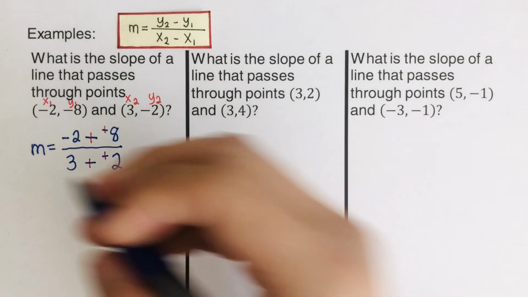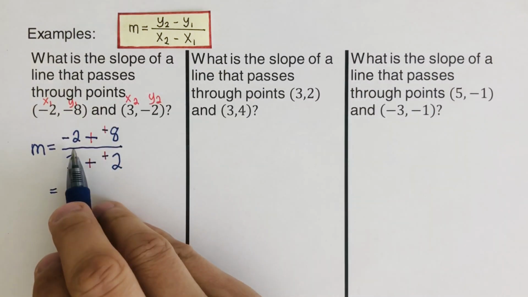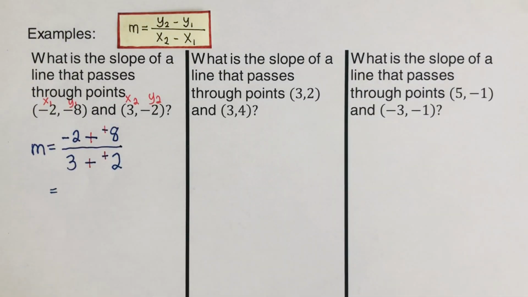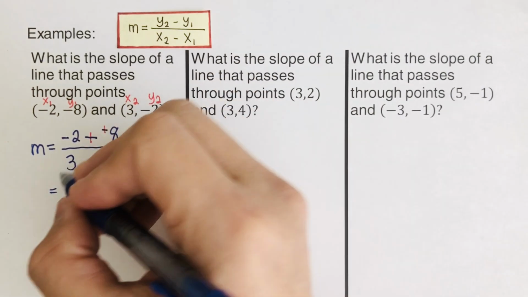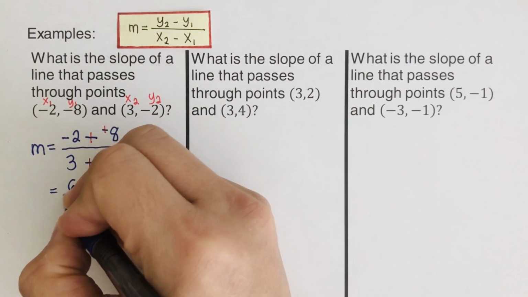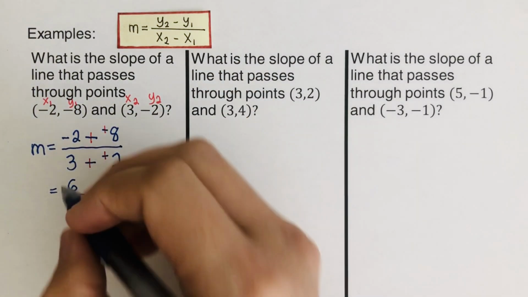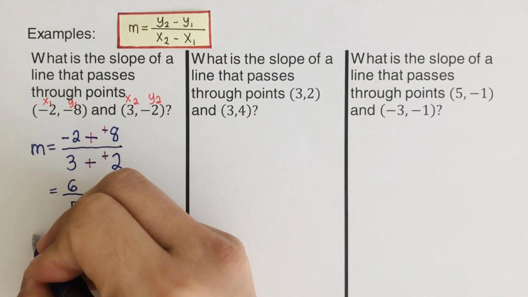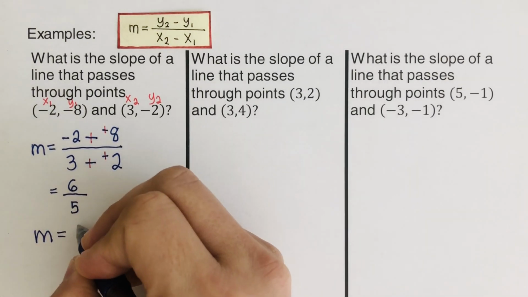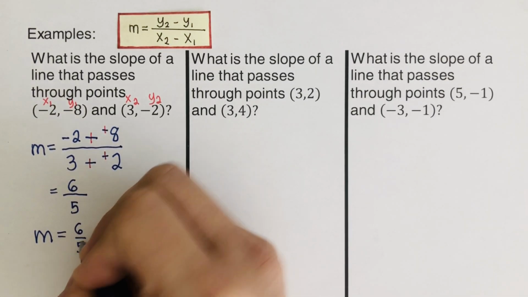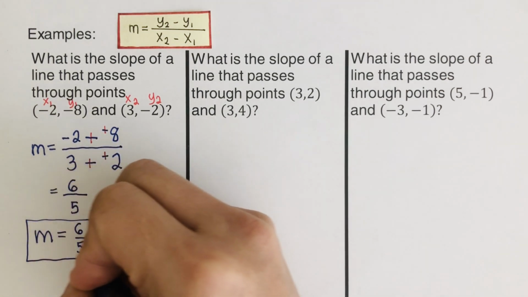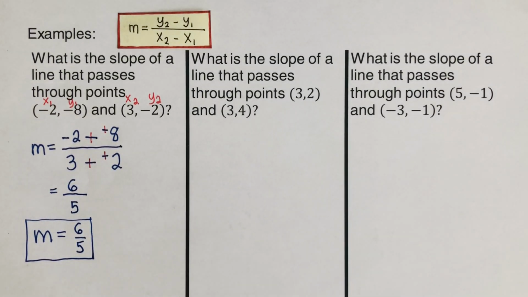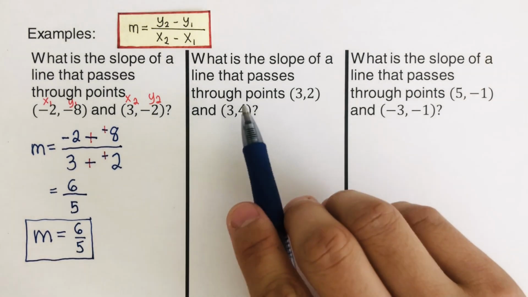So that means we get negative 2 plus positive 8 would be 6, positive 6 over 3 plus 2 would be 5. So then our slope is 6/5 or 6 over 5. Did you get the same answer as this? Good. Perfect. Now let's move on to the next one right here.